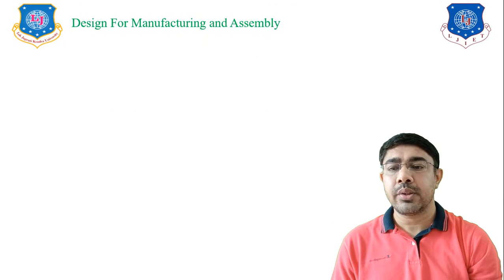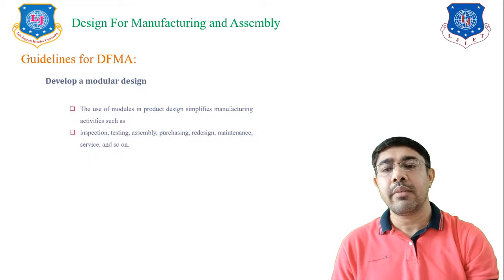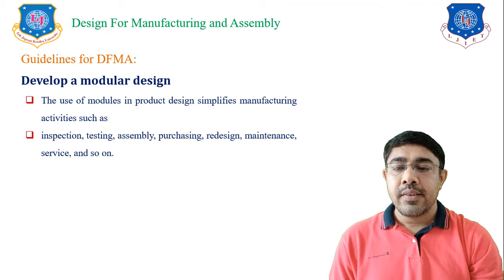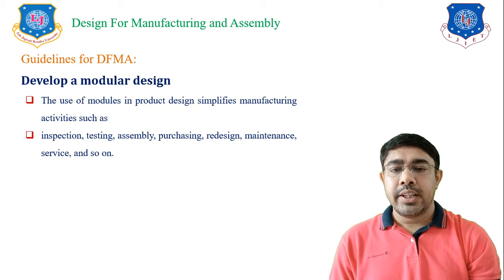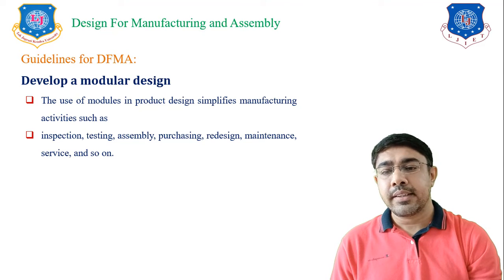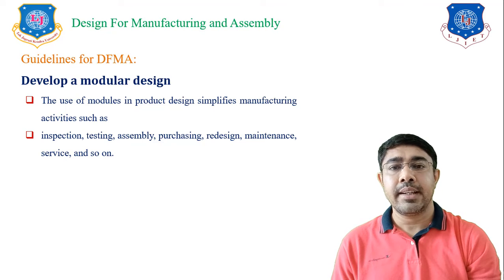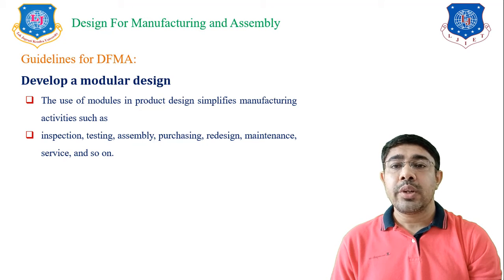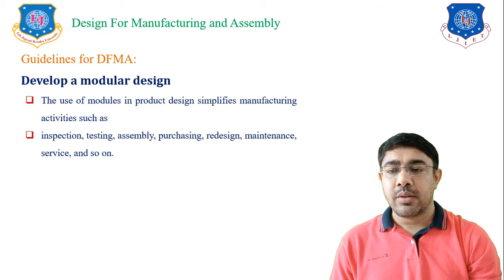Second guideline for design for manufacturing is to develop a modular design. So use of modules in product designs ultimately reduces the manufacturing activities, and that will reduce the manufacturing cost. It simplifies the manufacturing activities like inspections, testing, assemblies, maintenance and service, etc. So it will directly reduce the manufacturing cost.